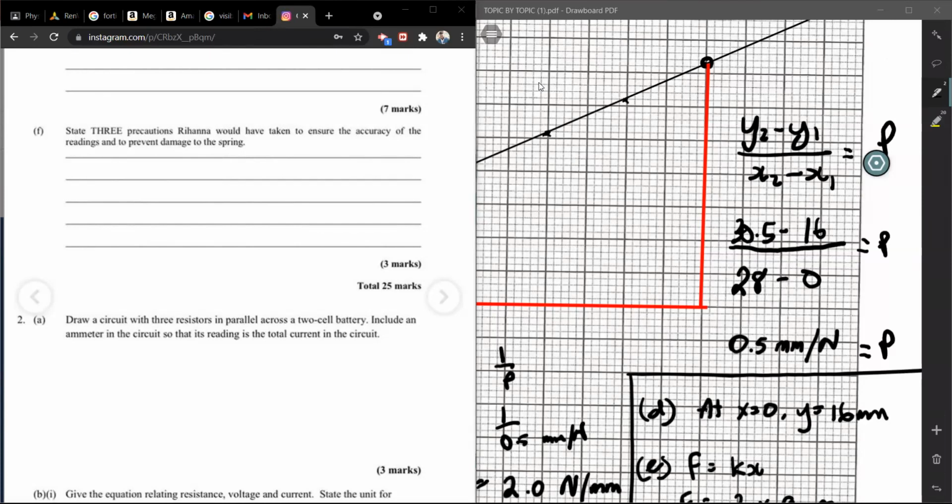Measure the initial spring's length. So measure the original length of the spring. Go again?